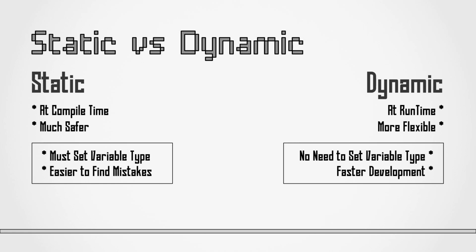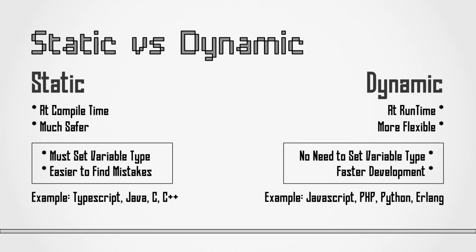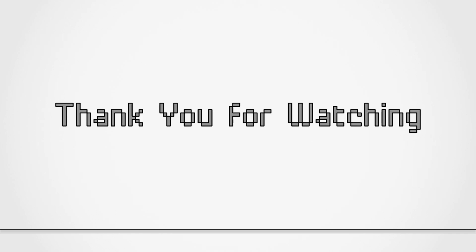What uses static type languages? We already saw one, TypeScript, and others like Java, C, C++. And what uses dynamic type languages? JavaScript, PHP, Python, Erlang. That's it. I hope it gives you a better understanding of static and dynamic type languages.